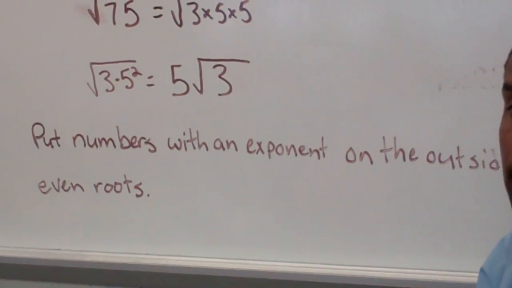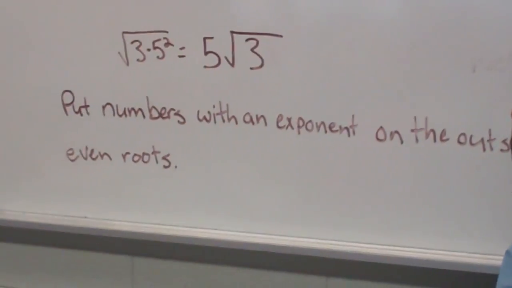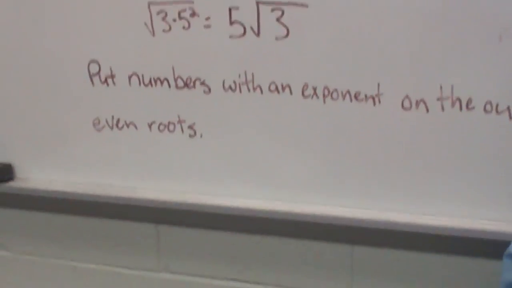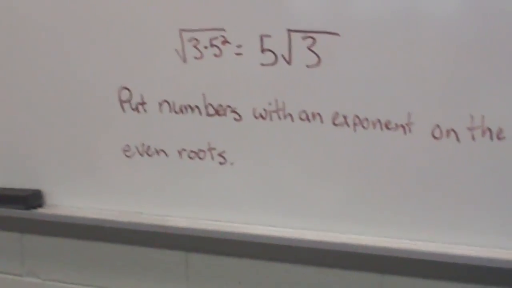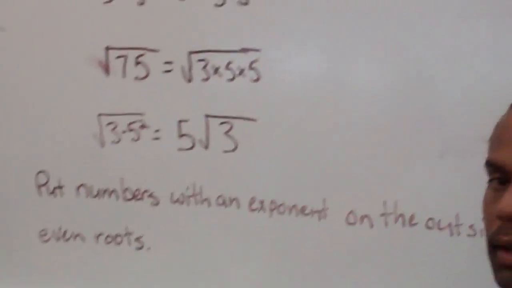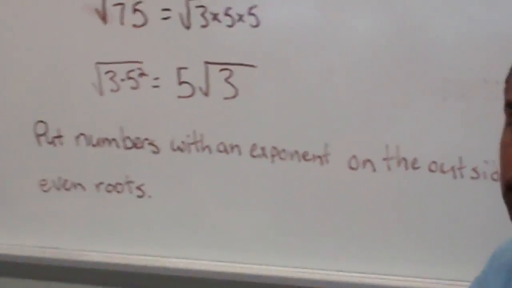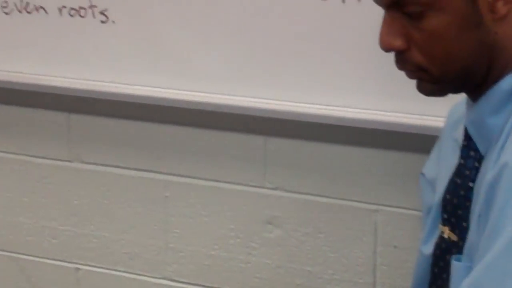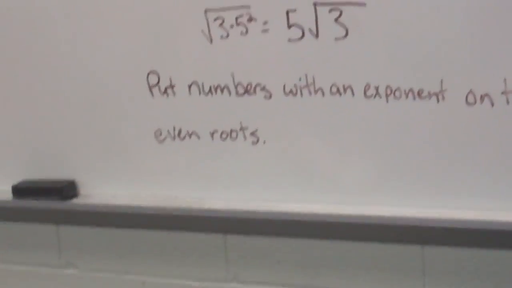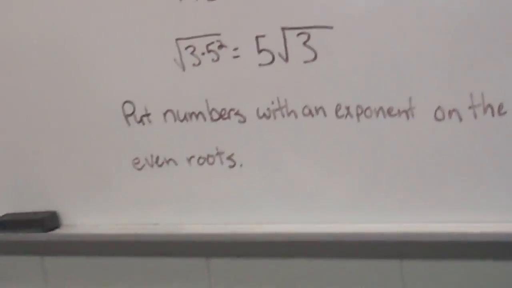Very similar to when we dealt with absolute value, where we took the absolute value of a number and it came out of those two parallel lines. Same thing here with the radical sign. The minute you take the square root of 25, which is 5 squared, we know the answer is 5. So 5 comes outside of the radical, and like Mr. Servant said, 3 remains because 3 is not a perfect square.